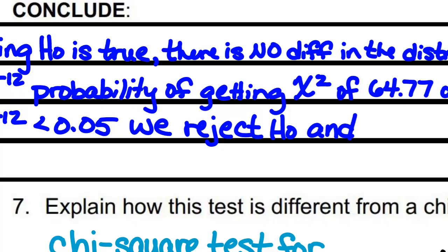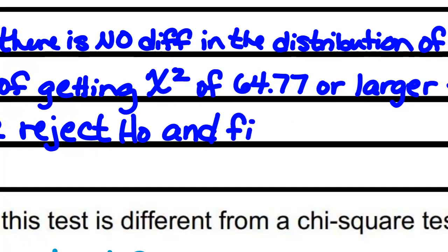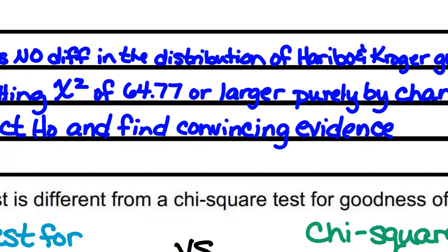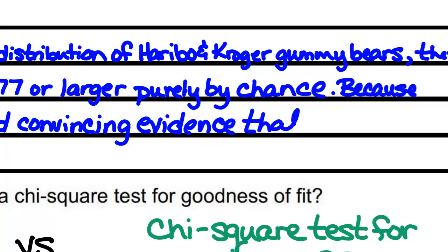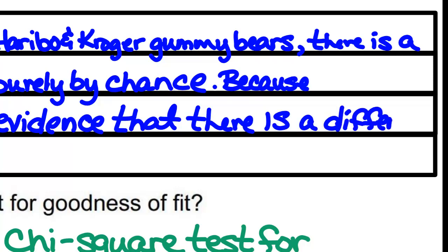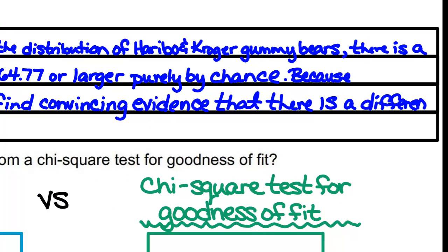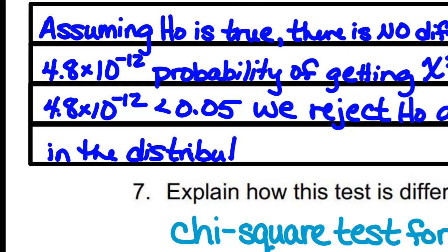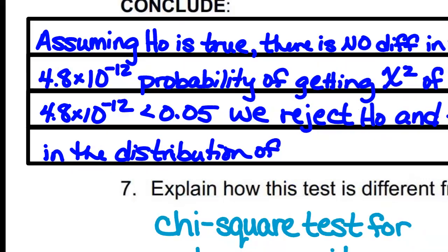And do or do not find convincing evidence? We definitely do. And find convincing evidence that what is true? There is a difference in the distribution of Haribo and Kroger gummy bears.